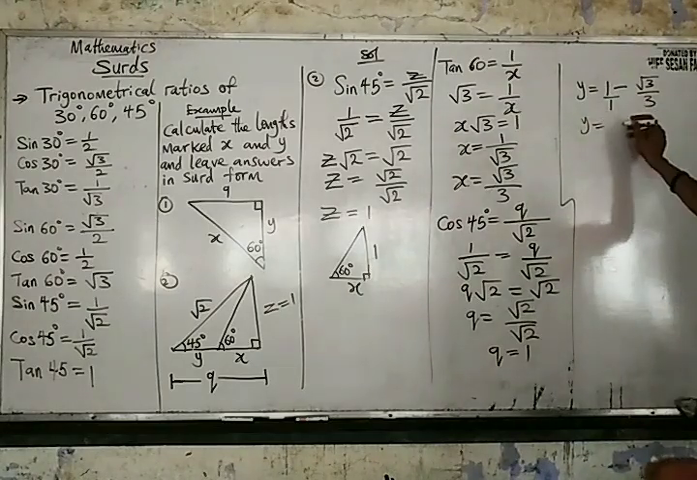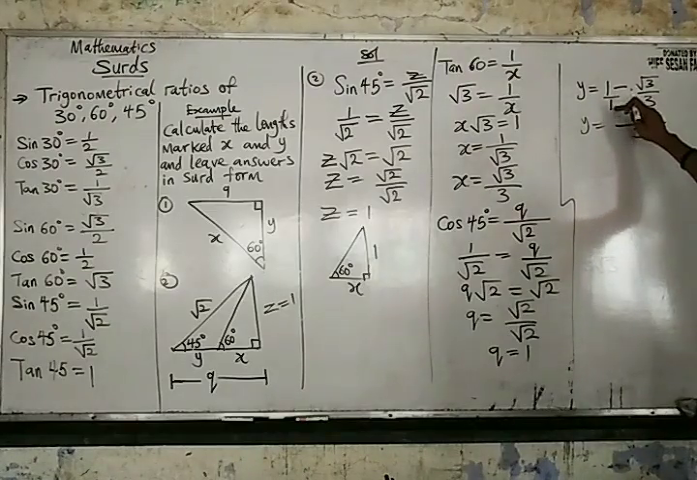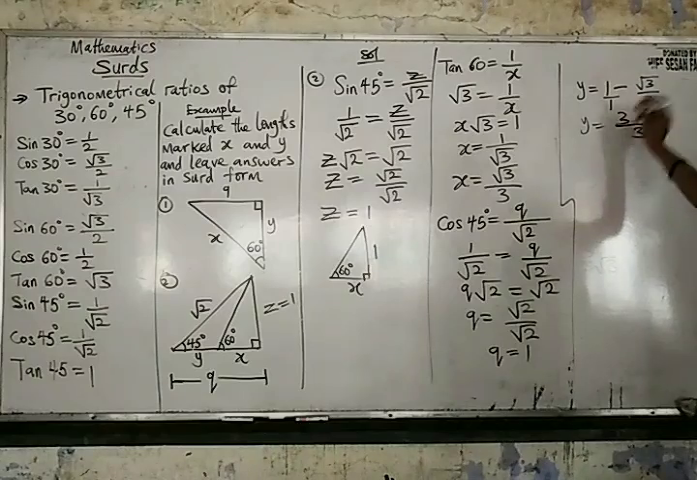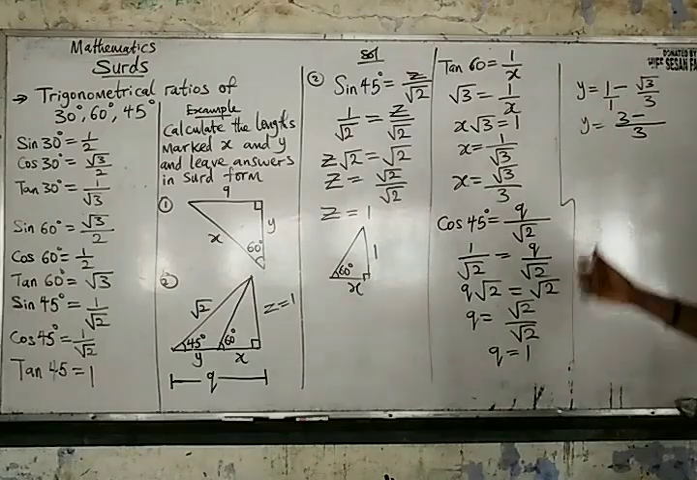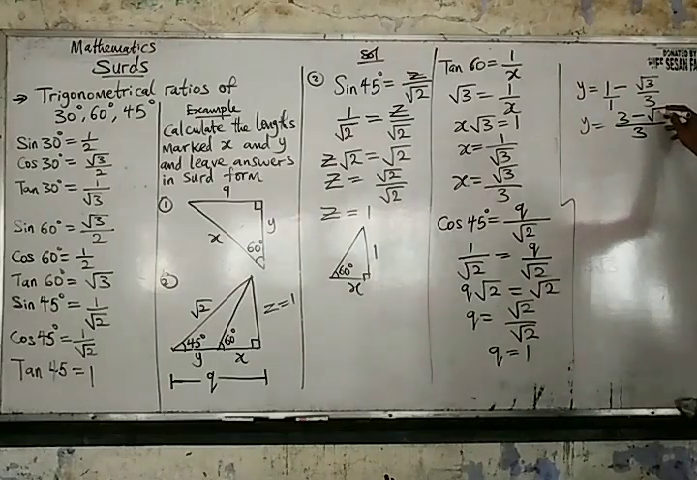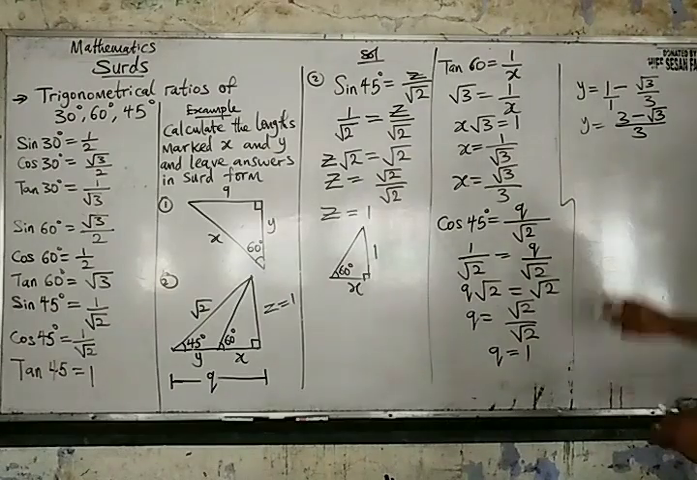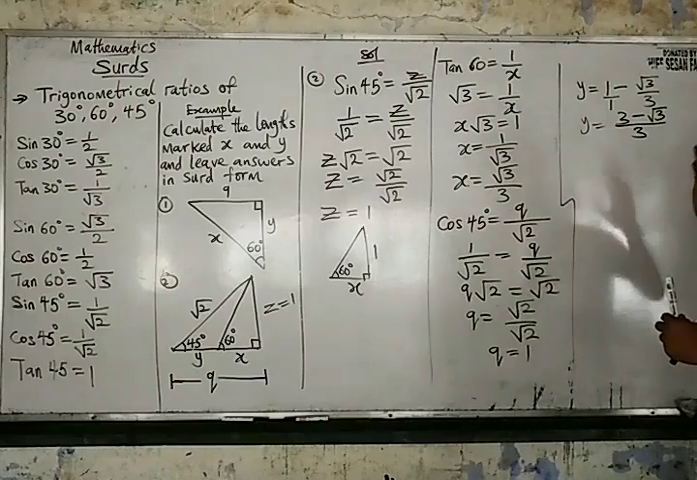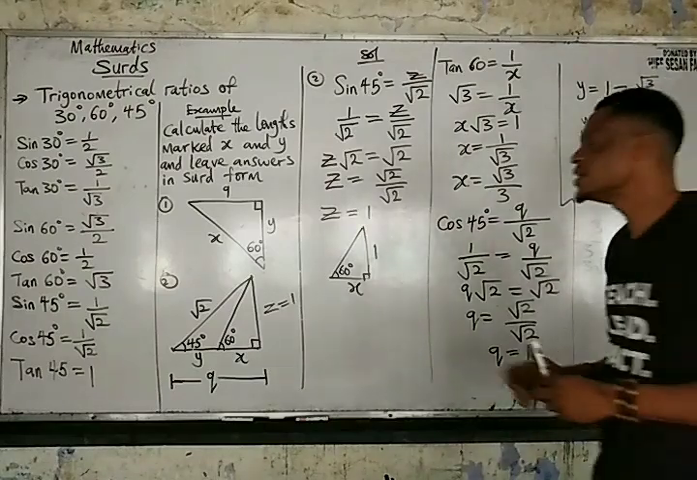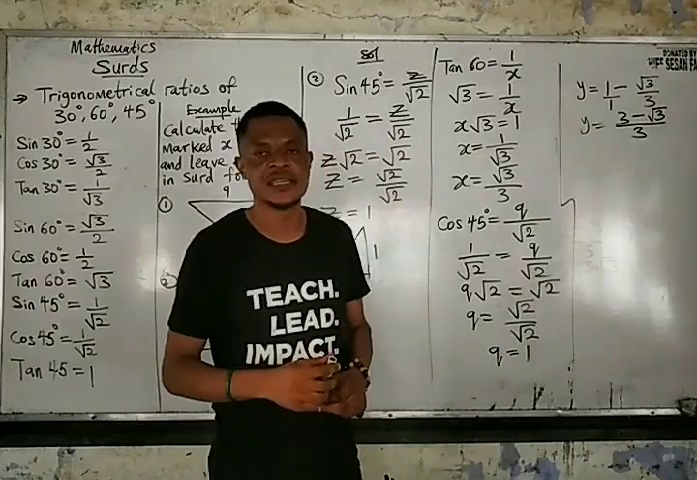the LCM of 3 and 1, we have 3. 3 divided by 1, we have 3. 3 multiplied by 1, we still have 3. Minus 3 divided by 3, we have 1. 1 multiplied by root 3, we have root 3. From here, there is absolutely nothing to be done again. So we can say our answer is 3 minus root 3 all over 3.